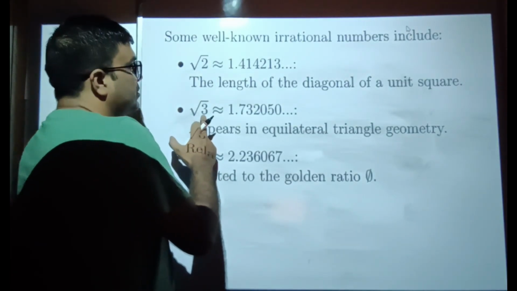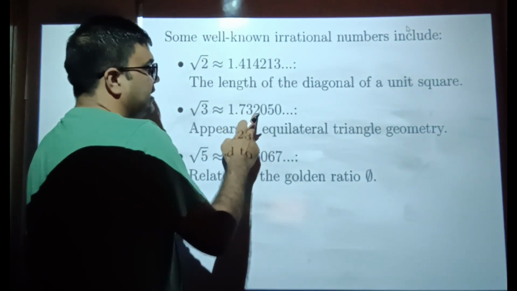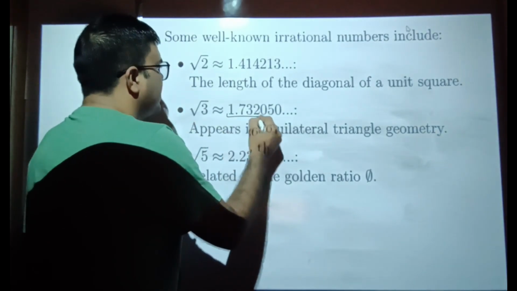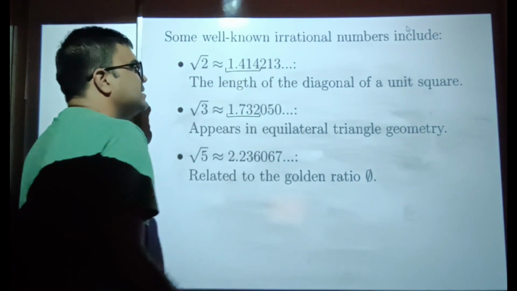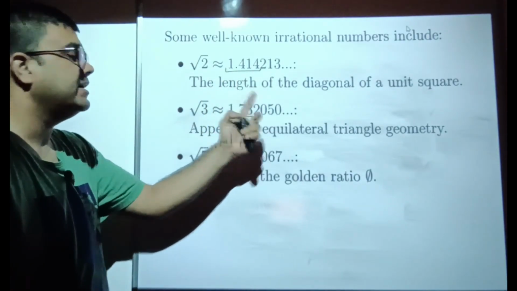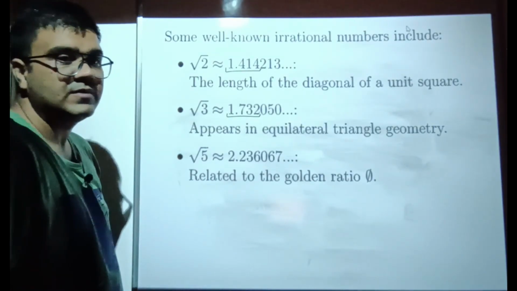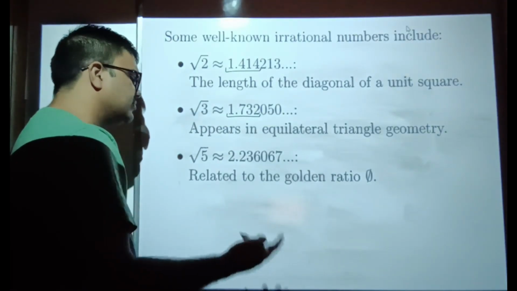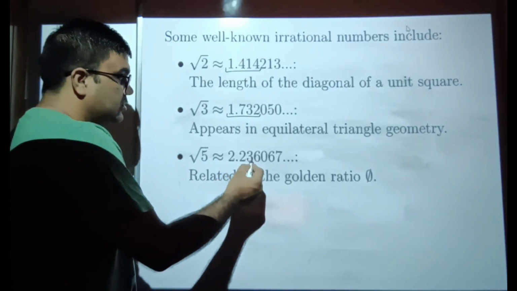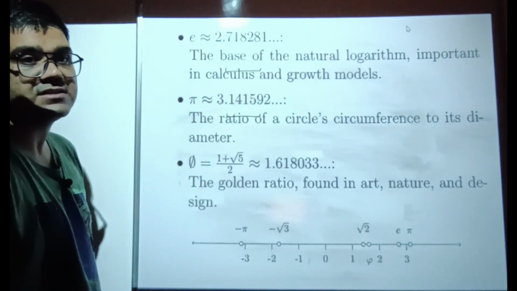The approximate value of square root 3 is 1.732050 and so on. At least up to 2-3 decimal places, you should remember these values. Square root 2 is 1.414, square root 3 is 1.732. Then we talk about square root 5. This is related to the golden ratio. Square root 5 is 2.236067 and so on. This value is also irrational.